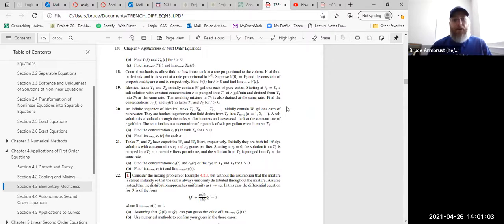Okay, so 18, control mechanisms allow fluid to flow into a tank at a rate proportional to the volume of fluid and to flow out at a rate proportional to V squared. Suppose V of 0 equals V naught, and the constants of proportionality are A and B respectively. So A is for the inflow, B is for the outflow. We want to find V of t, a function for the volume in the tank, and then find the limit as t goes to infinity.